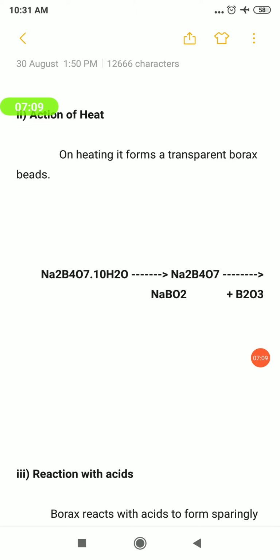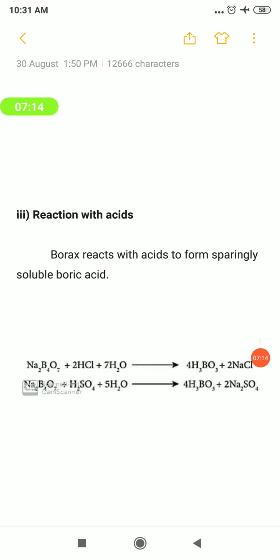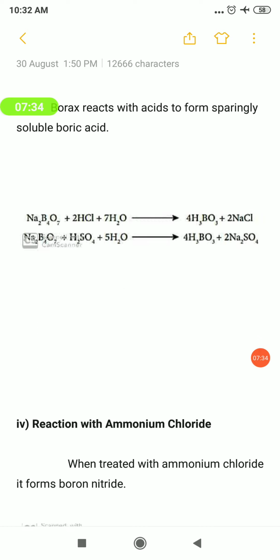Okay? Then reaction with acids, the third chemical property we are going to see. When borax reacts with acid, again it forms which one? Boric acid, sparingly soluble boric acid. So acids, for example, we know HCl and H2SO4. Borax formula Na2B4O7 plus HCl plus H2O gives boric acid H3BO3 plus NaCl. Again Na2B4O7 plus H2SO4 plus water molecule forms boric acid H3BO3 plus Na2SO4. Is it clear, students? Okay.